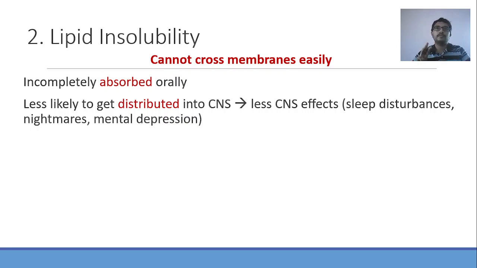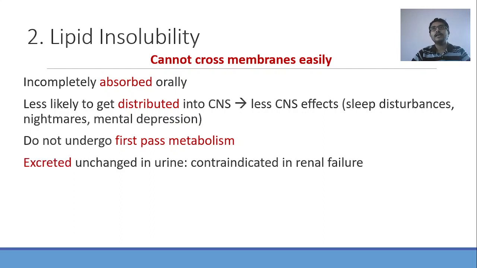Third one is metabolism. The lipid insoluble beta blockers do not undergo metabolism. To be specific, they do not undergo first pass metabolism. Finally, elimination. These drugs are lipid insoluble, so they do not undergo metabolism, so they depend on the kidney for their excretion. They are excreted unchanged in the urine.